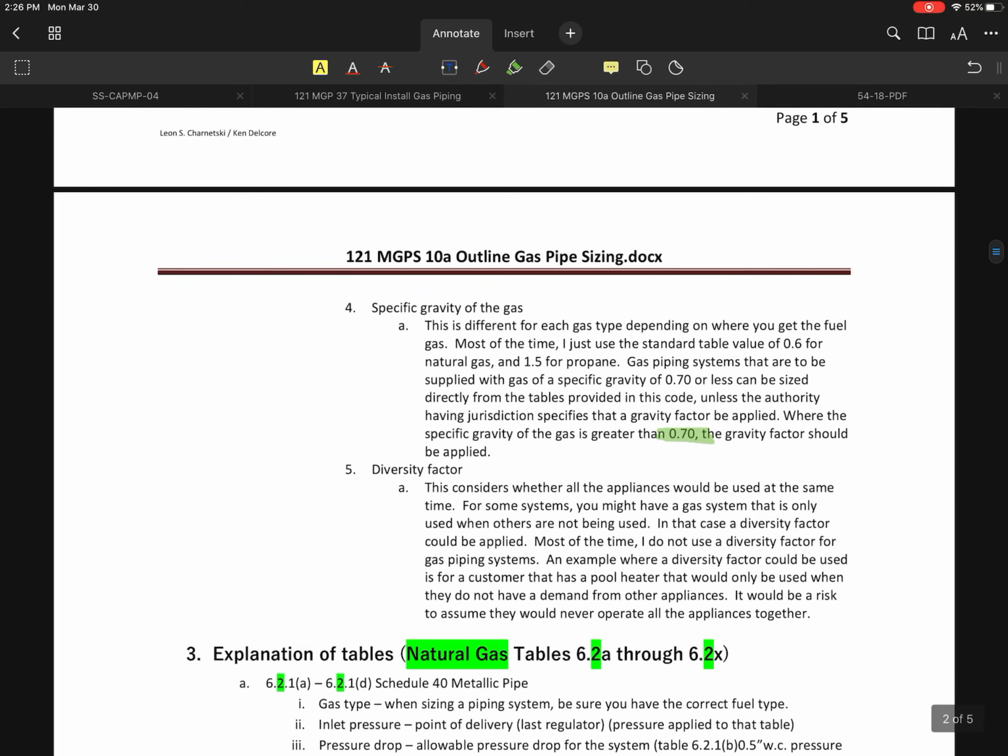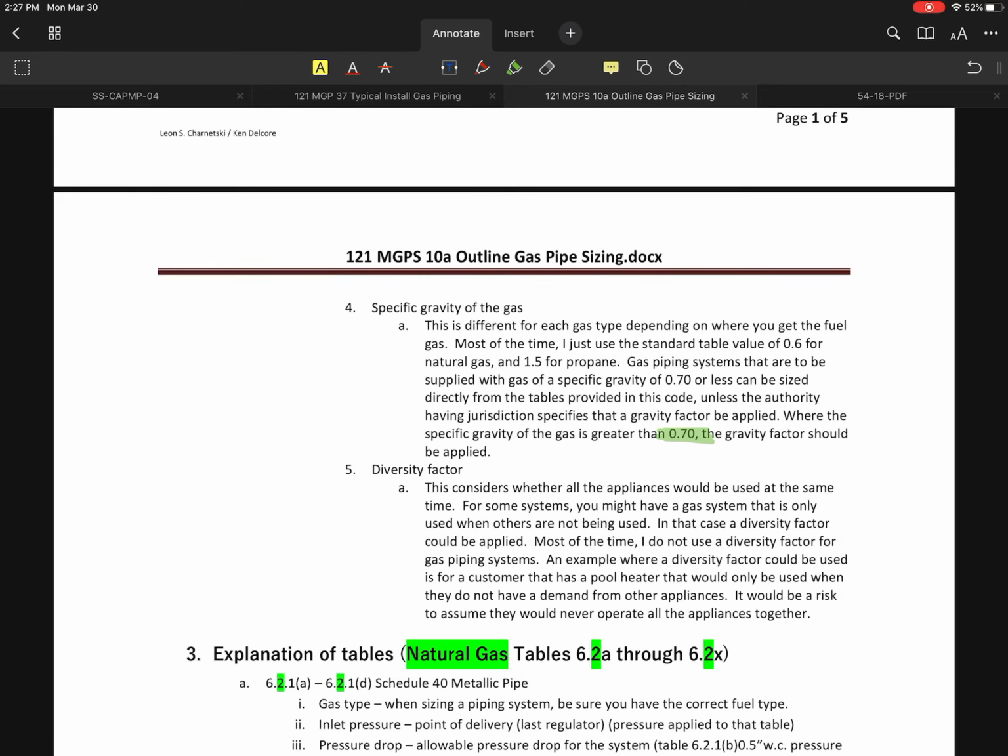And the last thing that I'll mention here is the diversity factor. The diversity factor is one that I'll consider when I'm dealing with appliances that are never going to run at the same time in an application. So rarely do I take that into consideration. It might be a situation where a customer had a pool heater and they will never run that pool heater when they're going to use a fireplace, or a boiler, or something like that. So that's the only time that I would figure the diversity factor.